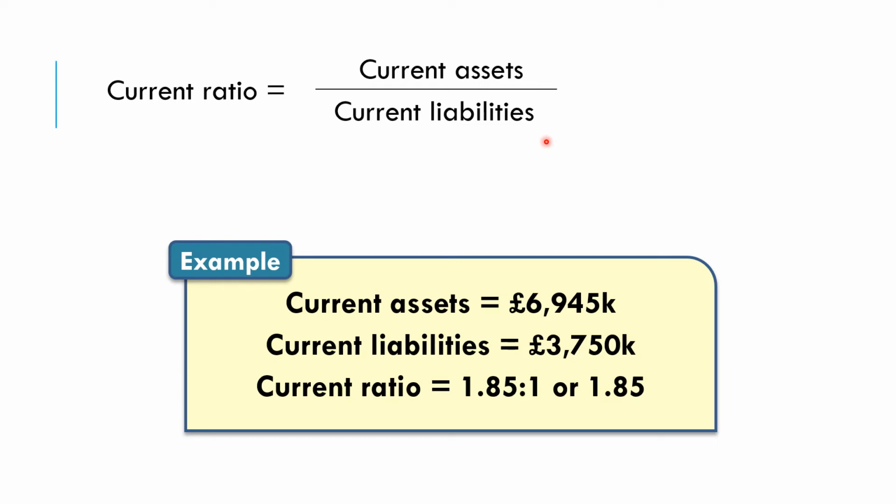So let's have a look at an example. The current assets, the assets the business owns that can be turned into cash within 1 year, including stock, are 6.9 million. And the current liabilities, the money the business owes, the debts it has to repay within 1 year, are 3.7 million. So what would be their current ratio? Well, 1.85 to 1. 1.85 would be the solution here. And what does that mean? It means for every £1 the business owes or has to repay in the next year, they have £1.85 of assets to cover that within the next year.